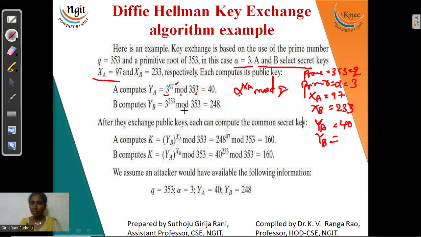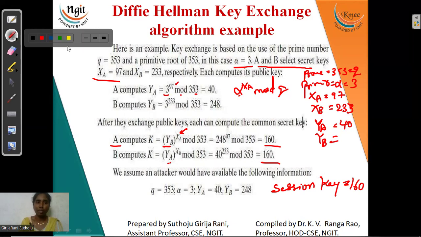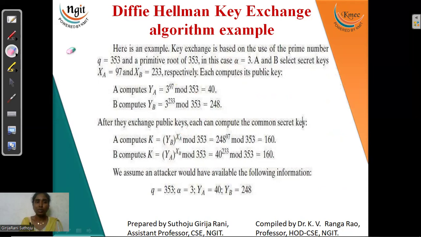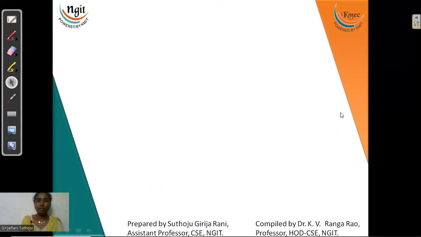After this, we exchange YA and YB, right? After exchanging, at A side, I will have the public key of B and my own private key. Similarly, the public key of A with its own private key. Now do all the mod operations so that I'll get the common key, that is 160. So my session key generated here, which is common to both sender and receiver, is 160. This is the main advantage of the Diffie-Hellman algorithm, where it is utilized to create one session key between sender and receiver to avoid man-in-the-middle attack.